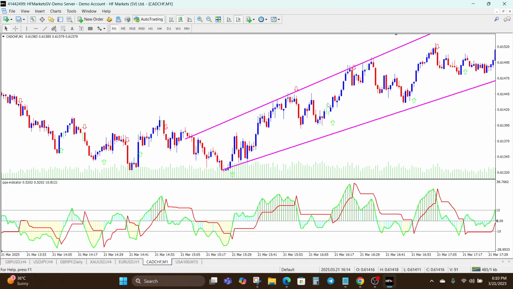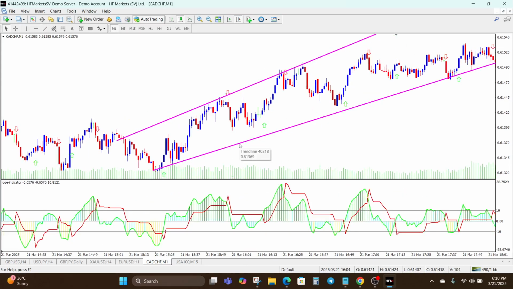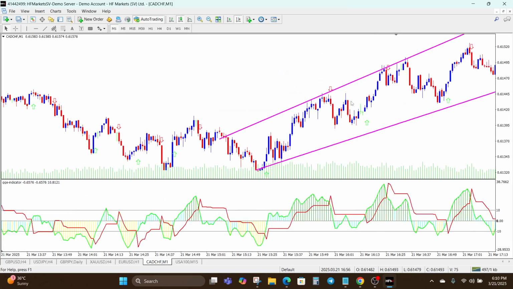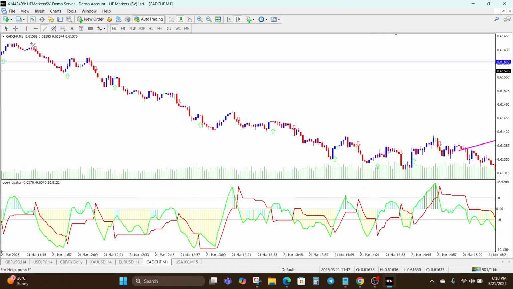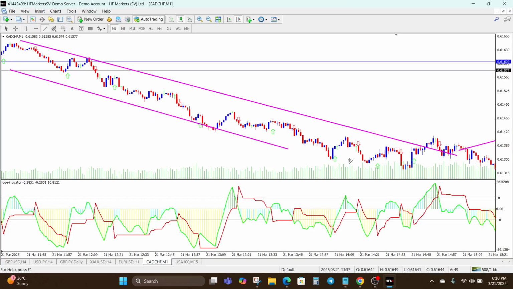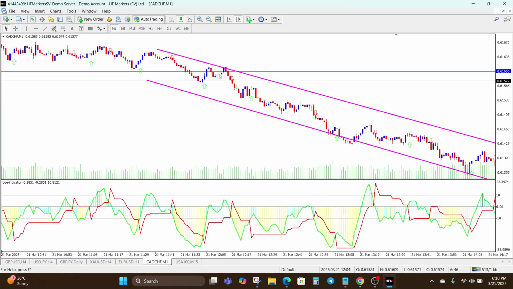So to be on the safer side, it's better to look for buy opportunities in a bullish trend and look for sell opportunities in a bearish trend. That way, when you find a sell signal in a sell trend, you have a higher chance of recording a profitable trade.